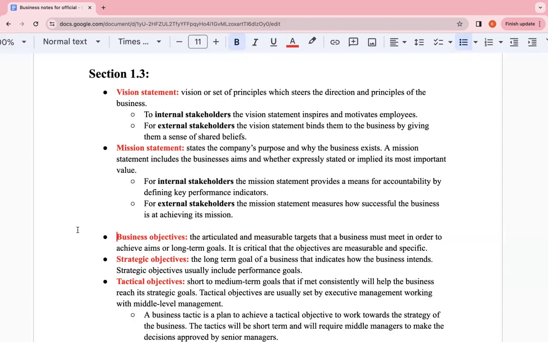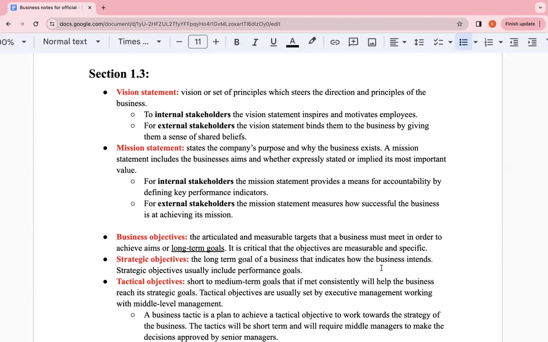Business objectives are the articulated and measurable targets that a business must meet in order to achieve long-term goals or its aims. I would capitalize or underline long-term goals. It is critical that the objectives are measurable and specific. We're going to talk about this more specifically later, the words measurable and specific. Strategic objectives are basically long-term goals of a business that indicate how the business intends to actually achieve its goals. Strategic objectives usually include performance goals.